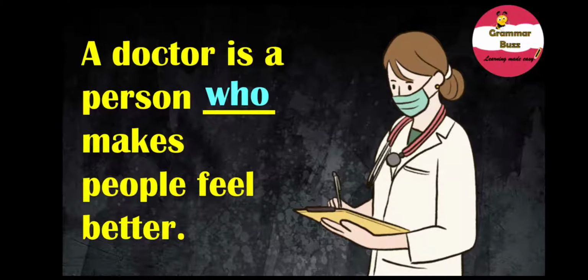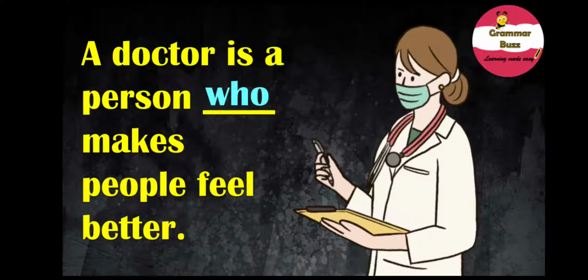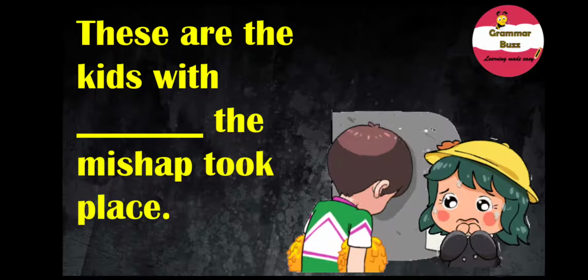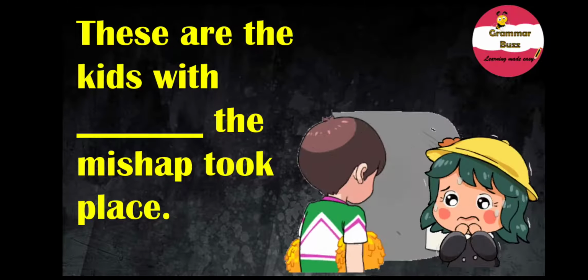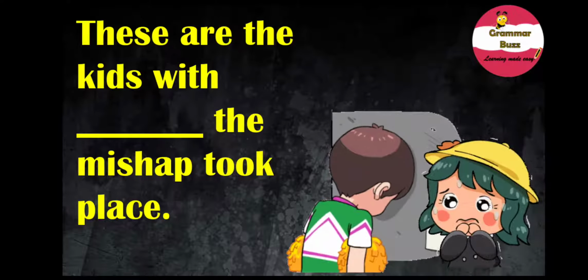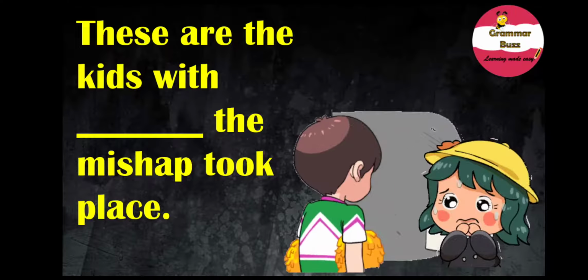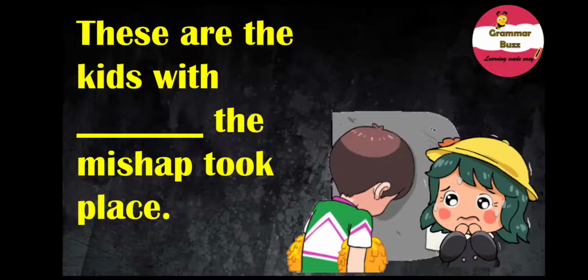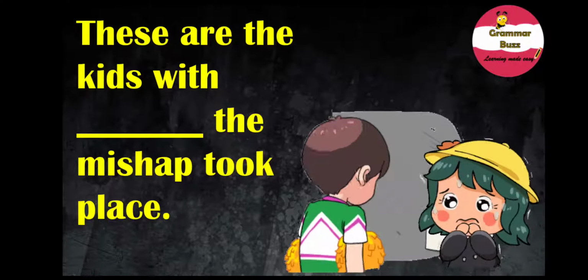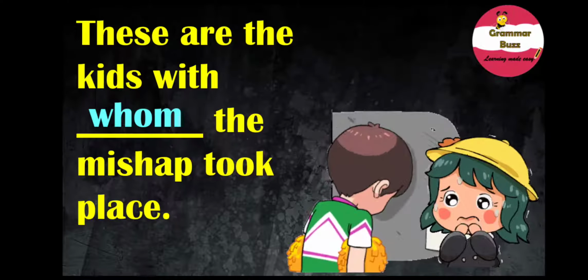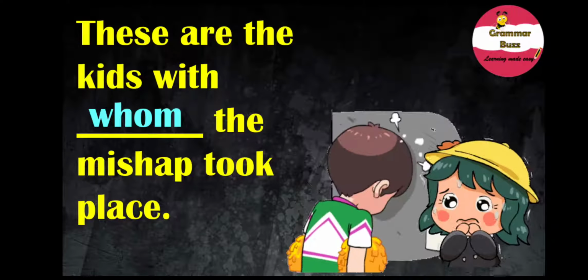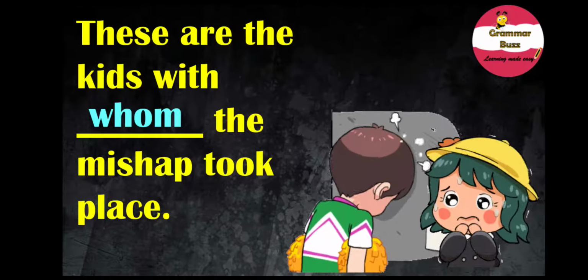And with that, you're moving on with the next sentence. That is, these are the kids with dash the mishap took place. So what about this one? What do you say? Well, what do you have for this sentence? And you're right again. It is whom. These are the kids with whom the mishap took place.